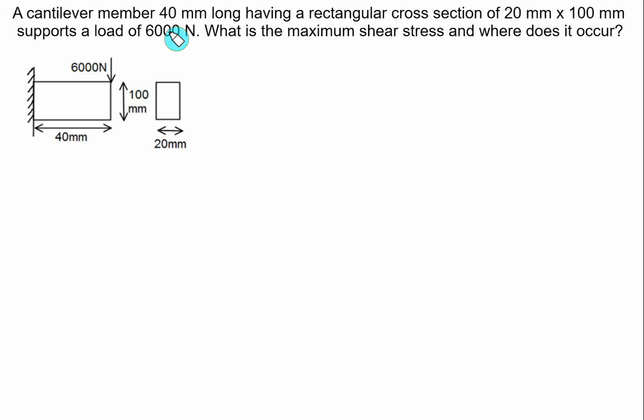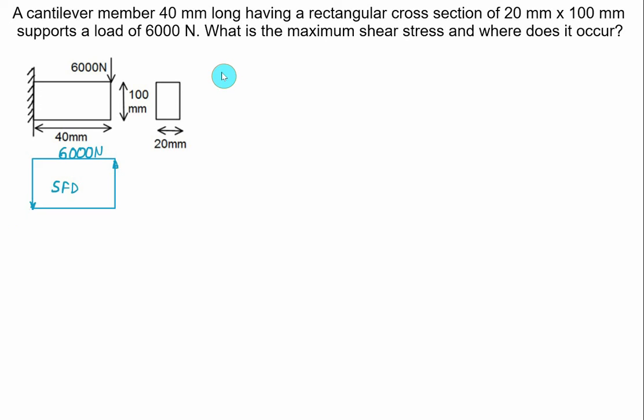A cantilever member 40 mm long having a rectangular cross section of 20 mm by 100 mm supports a load of 6000 Newton. What is the maximum shear stress and where does it occur? Since here we have a cantilever and one point load is given, the shear force remains constant, because in the shear force diagram you will get a rectangle. So this one is the right hand side, so you have to show the downward force as an upward force. Shear force remains constant equal to 6000 Newton, and finally we have the reaction upward, that will be a negative value. So this one is the shear force diagram. At any location x, the shear force remains constant.